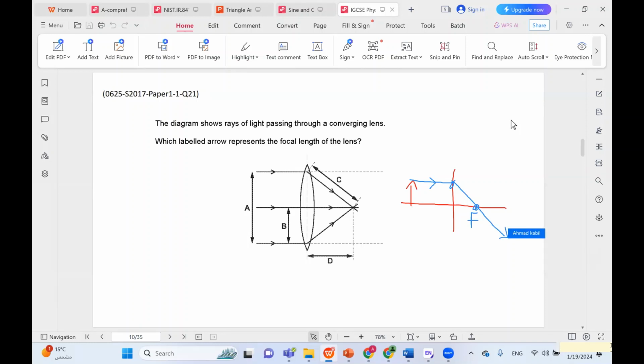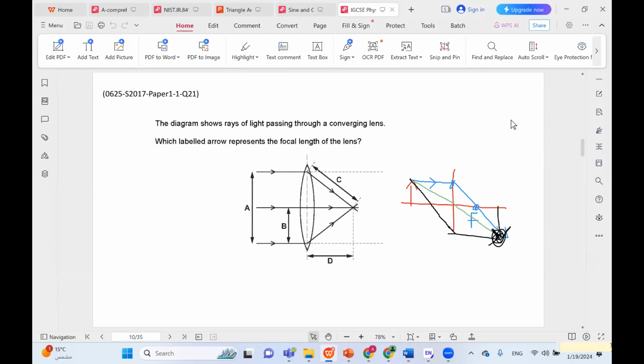And then the second ray moves through the origin and passes by without any deviation. And the third ray moves through the focus of the lens, hits the lens, and then emerges parallel to the axis. And then these three rays are going to meet at a point, and this is where the image is formed. So anything that starts parallel to the axis emerges passing through the focus. Anything that starts moving through the focus will emerge parallel to the axis.